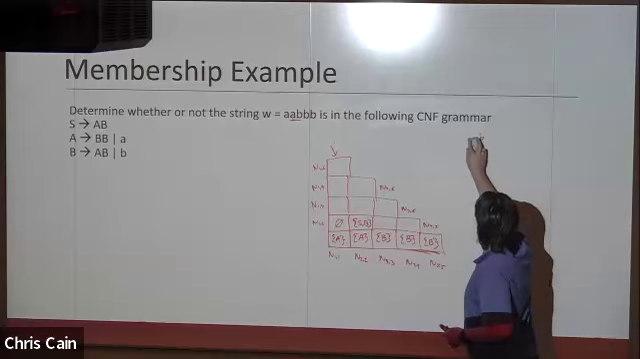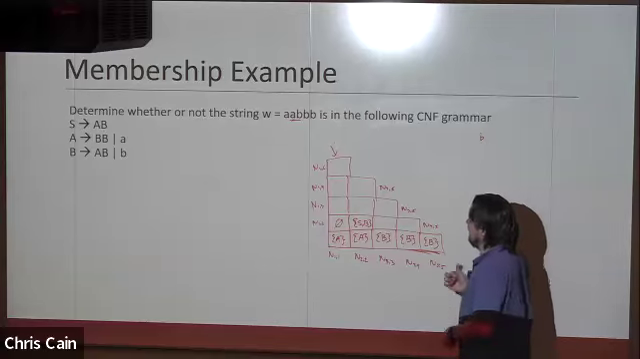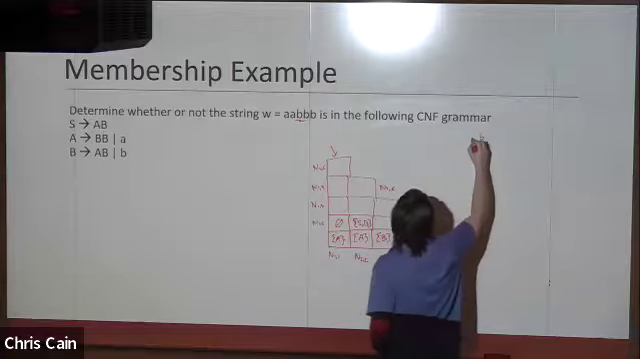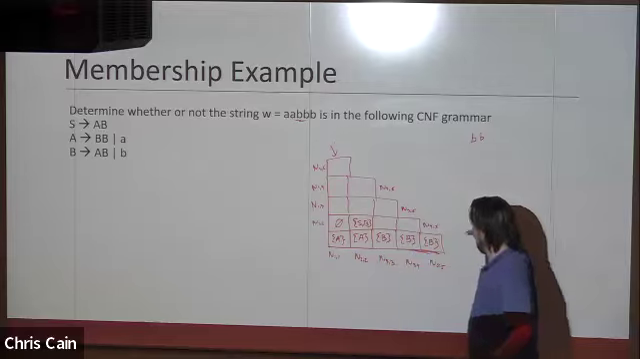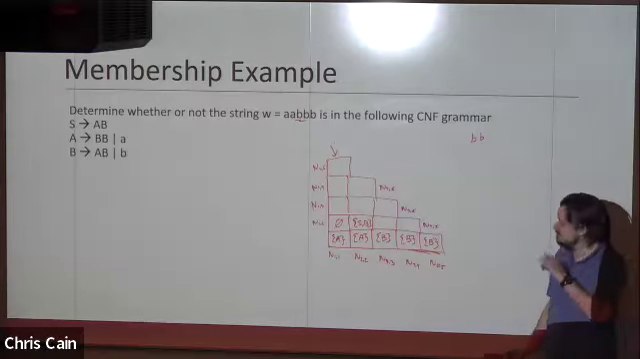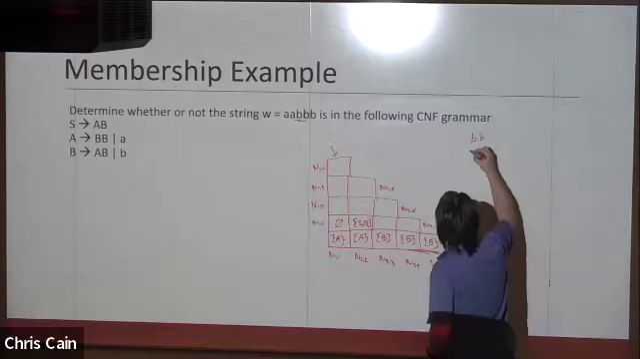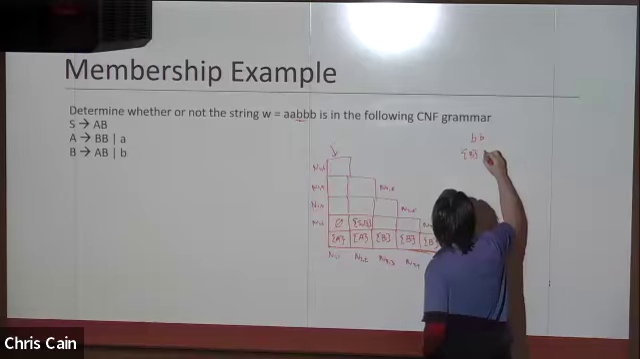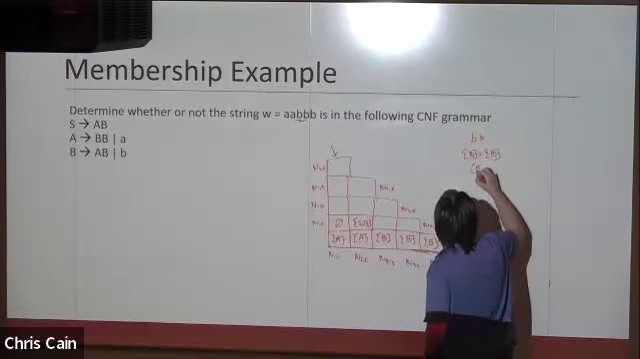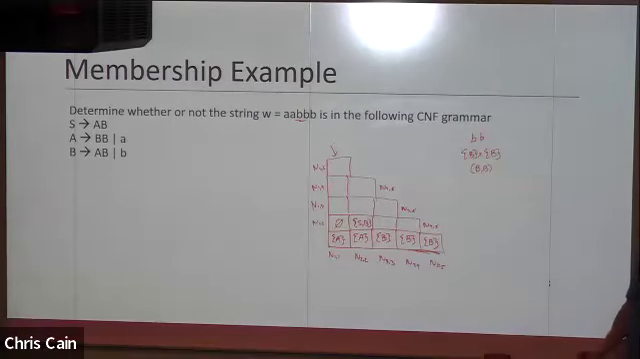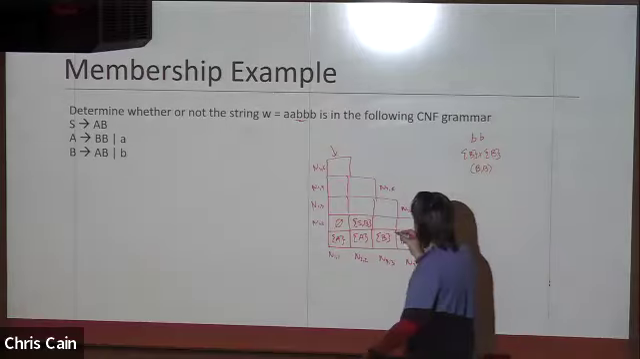We do exactly the same thing, except now we're going to look at the next substring, looking at B and B. This is a lookup to N33 and N44. So this creates B and B, which gives us the tuple BB. Anything that can make BB? Yes, A.